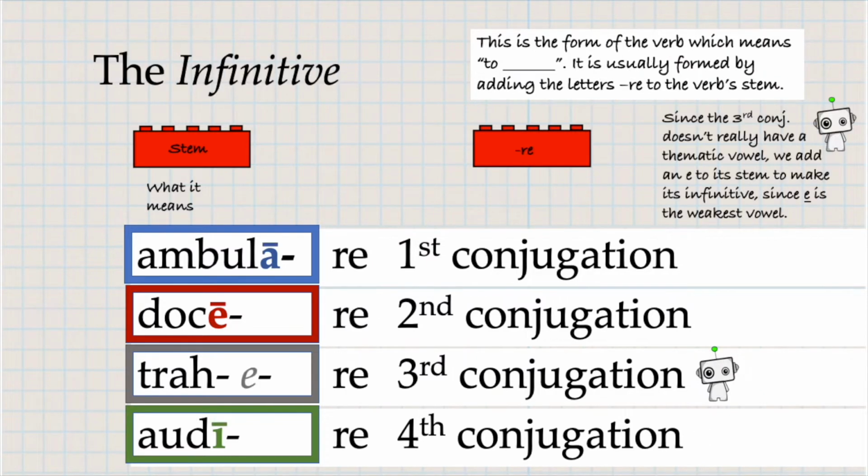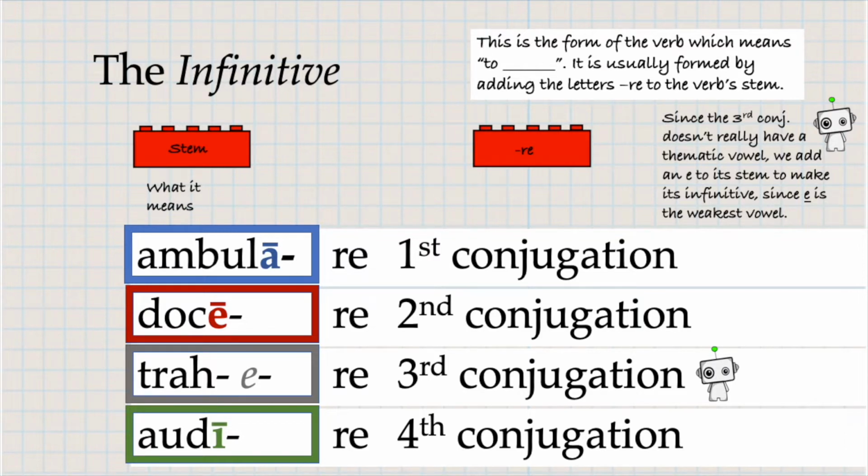Today we're learning about the infinitive. This is the form of the verb which means to blank. So to carry, to look, to see, to whatever. It's usually formed by adding the letters re to the verb stem. So ambulare, docere, audire in the fourth conjugation.